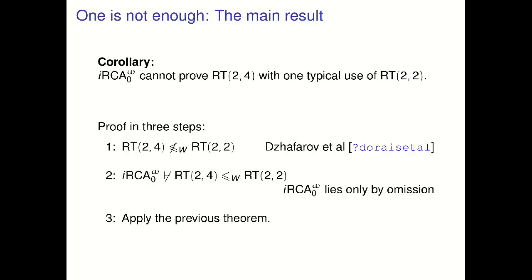Basically the idea is that there are no such functionals, and RCA-naught-omega is not going to prove that the functionals exist. I usually describe this by saying that the axiom system lies only by omission. It could be that it won't prove that the functionals exist, but it never proves that functionals that don't exist do. Then you apply the previous theorem: there's no proof that this one is reducible to that one, so there's no proof of this one from one typical use of that one.